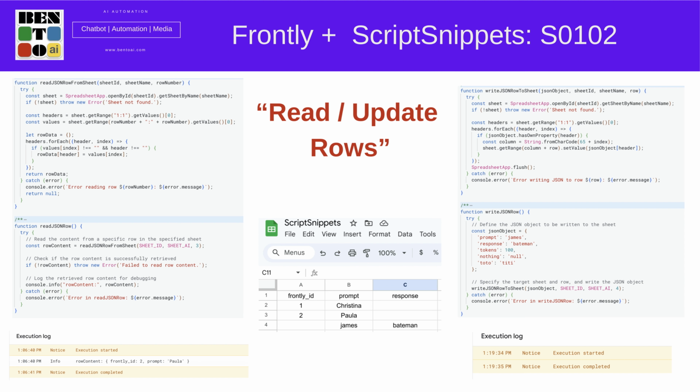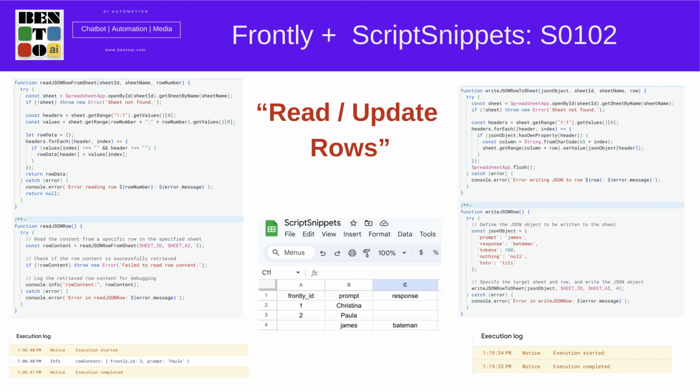These are the tools that will allow us to handle data effectively and are the foundation upon which we'll build more complex operations. The readJSONRowFromSheet function is designed to grab data from a specific row in a Google Sheet and turn it into a JSON object. This is really handy because it makes the data easy to work with in your script. It's straightforward. You tell it where to look, and it fetches the data for you.